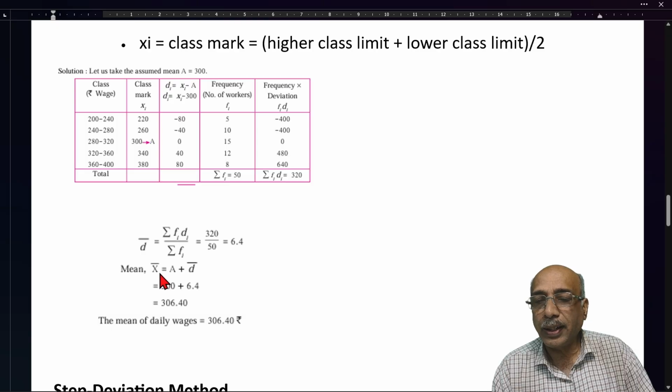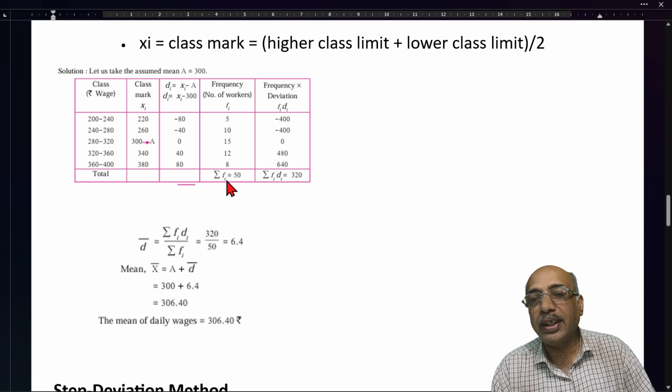So x bar equals a plus d bar. Substituting the value, you get 306.40. The mean of daily wages equals 306.40 rupees.